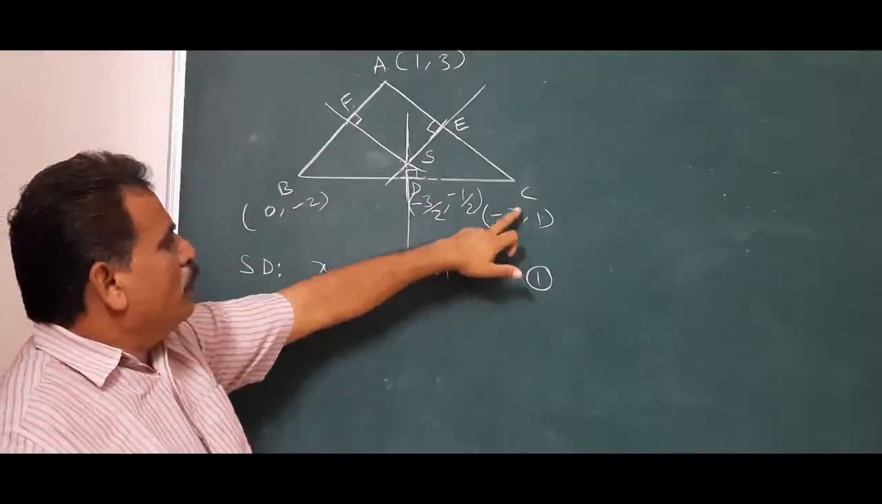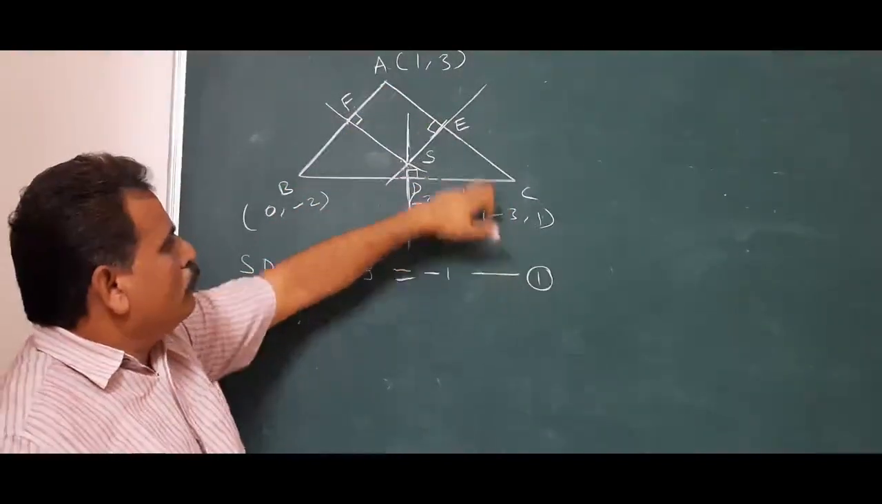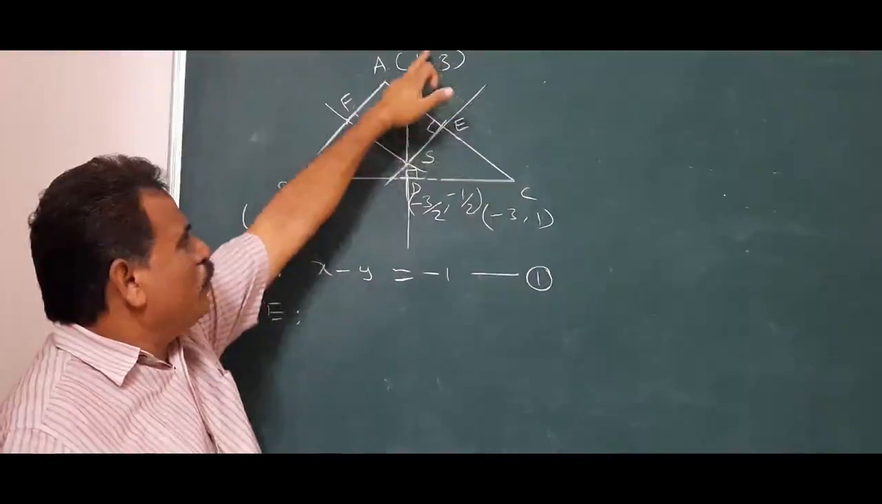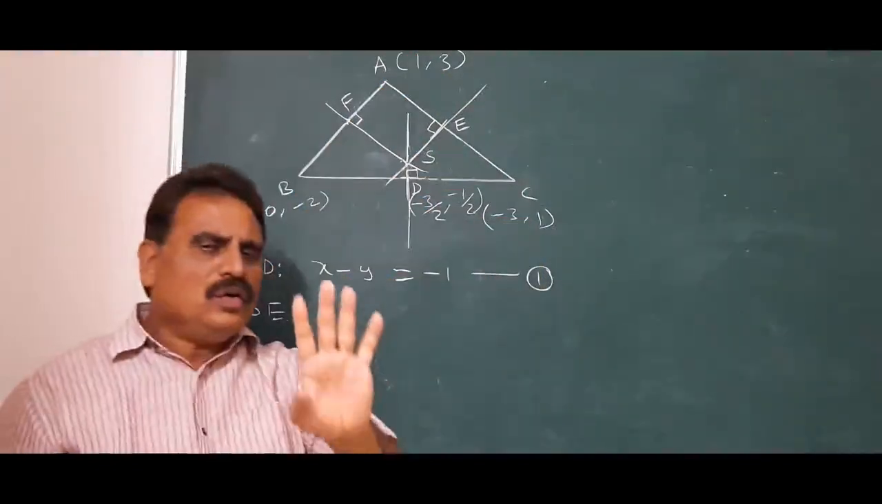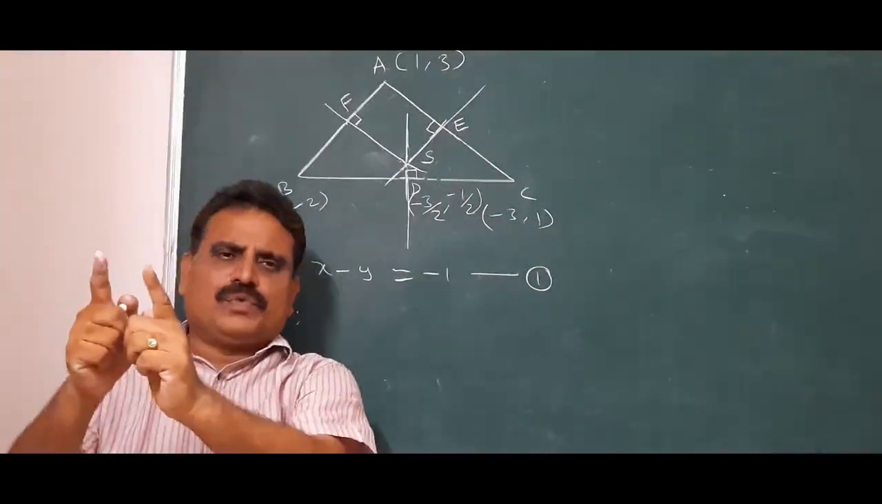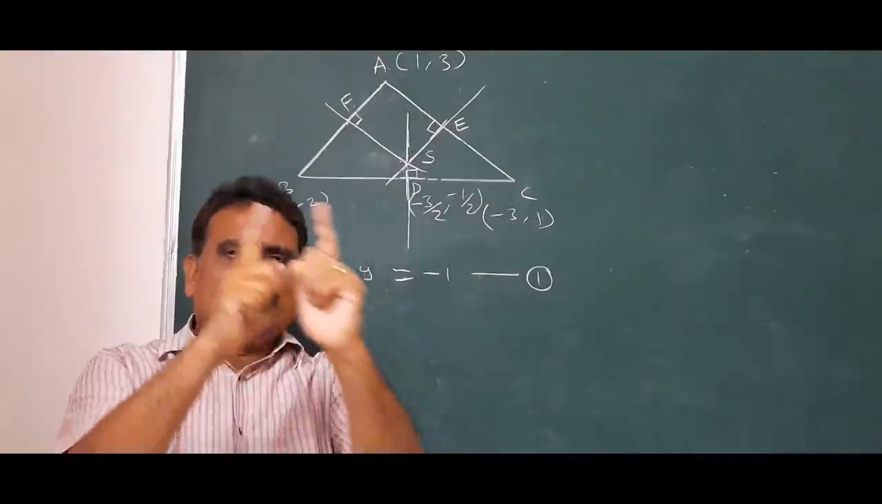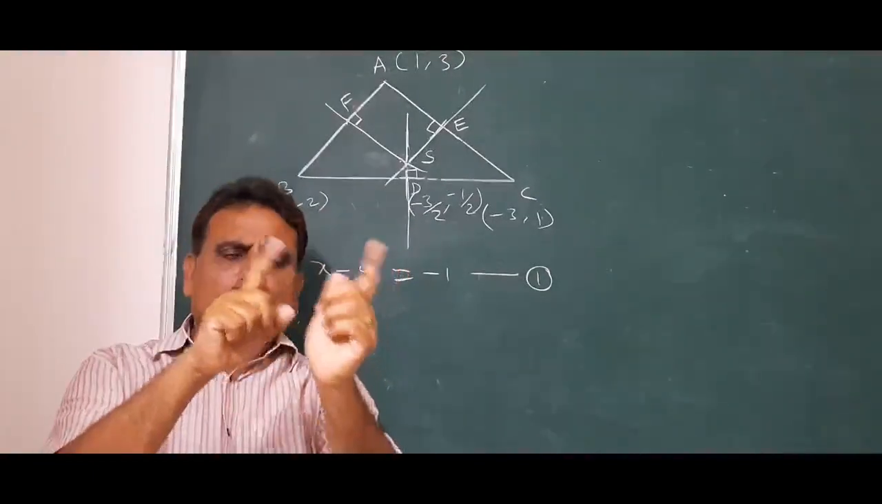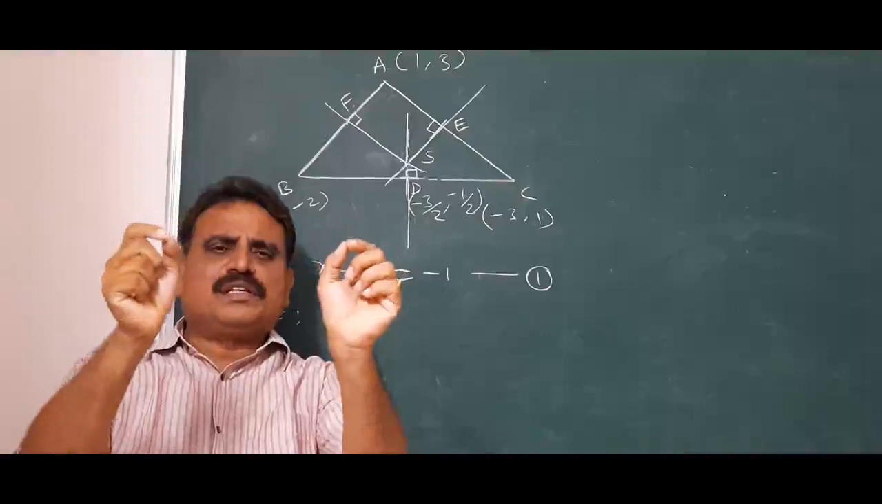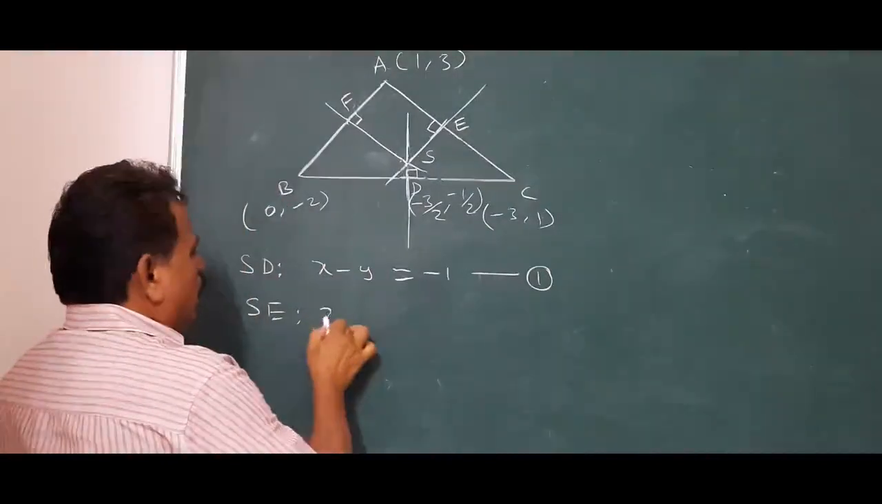Difference of x coordinates, 4. In the same direction, difference of y coordinates, 2. X coordinates difference 4, Y coordinates difference 2. Ratio is 2, 1. X and Y coefficients are 2, 1 directly.